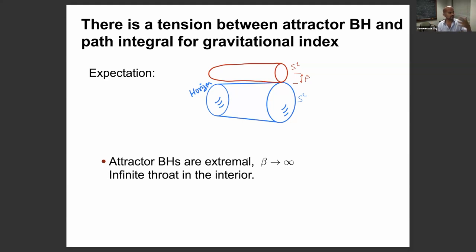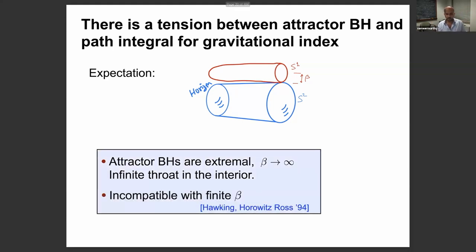This statement can be understood in many different ways. One way is this by Hawking, Horowitz, and Ross, where you can say, let's try to just put a finite beta and ask what happens. And there you get that there's a cusp in the geometry. And then you sort of work it through. And you find that the black hole actually doesn't contribute to the functional integral. Okay, there are many ways of understanding it. Basically, these objects are sort of rigid or singular in some sense. All right.